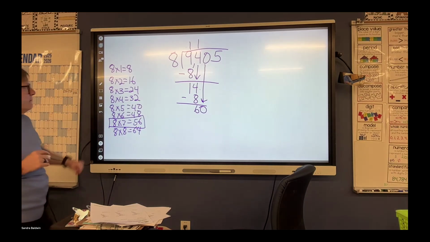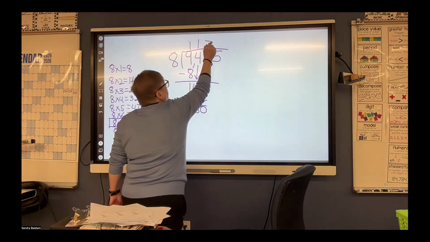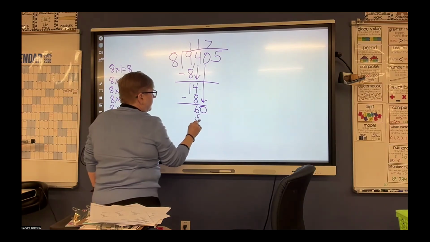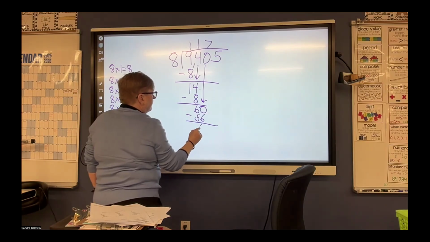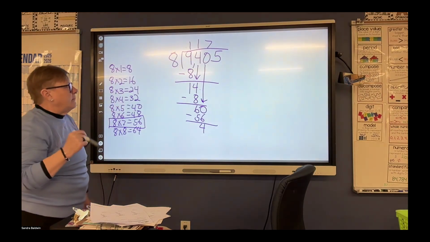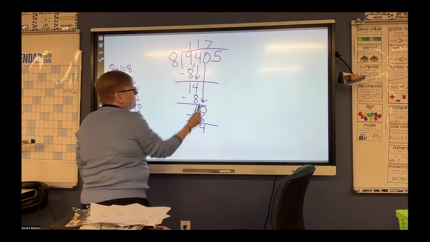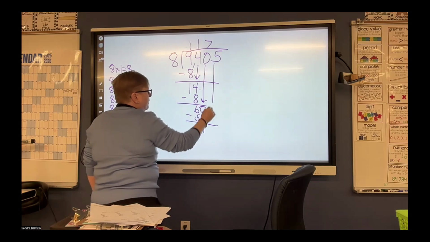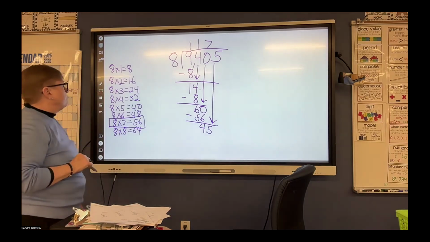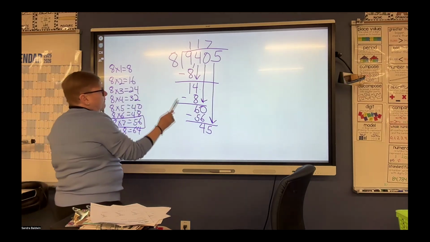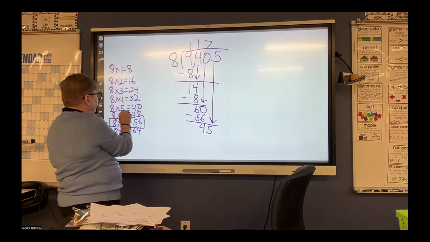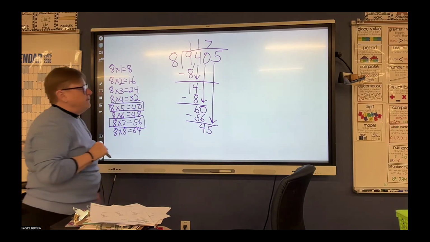8 times 7. So my 7 becomes part of the quotient. 7 times 8 equals 56. I subtract. 60 minus 56 is 4. I'm not finished. That's actually 4 tens. So I need to bring this one down. 45. So 45 divided by 8. I'll go back up here. It looks like I'm going to use 8 times 5 equals 40.